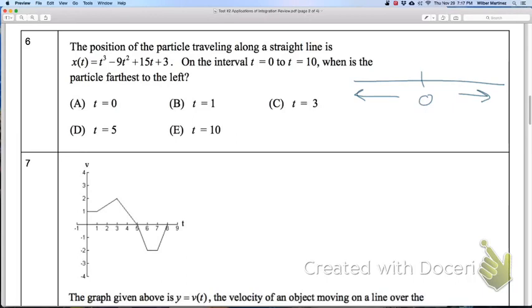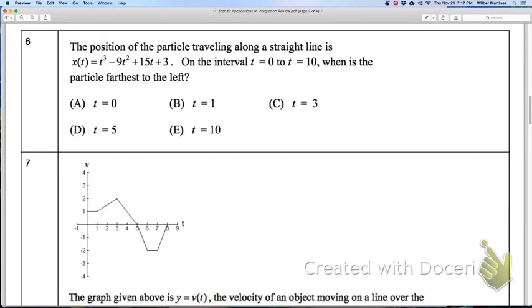So for the particle to be furthest to the left, it's essentially like where is it at its smallest value. So for example, maybe the particle moves to the left, and then it moves to the right, and then it moves back to the left again, and then moves back to the right again. They essentially want to know where is the particle at the furthest point to the left. Or in other words, where is the absolute minimum value? Because if I can find the minimum value for the position function, that will tell me where it was furthest to the left. So the maximum, by the way, will be the furthest to the right point.